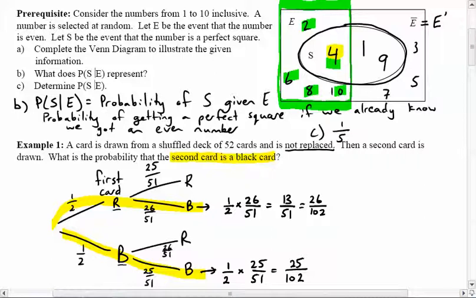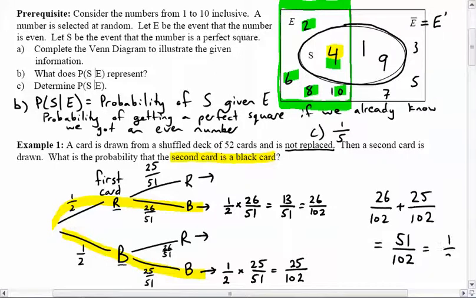And how can we find the total probability? Just add them up. Yeah, they're two separate possibilities. So if we added all of these branches up, we'd get 100%, because that represents all the possibilities. So we'll do 26 out of 102 plus 25 out of 102. This is kind of interesting. You get 51 out of 102. And if you simplify that fraction, it's a 50-50 chance.